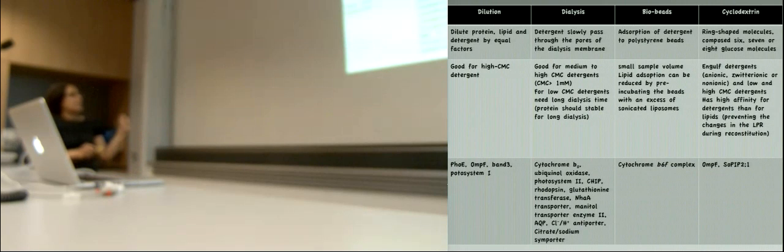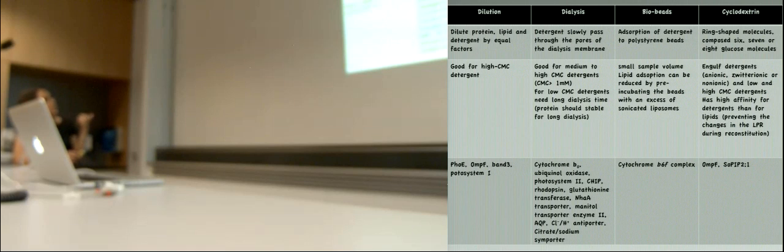And I made a very short table about how dilution and the other processes work to remove the detergent. For example, in the dilution method, you dilute everything, your protein, lipid, and detergent, by an equal factor. But this method is good for high CMC detergent, and there are some structures we already have by doing this dilution method. Dialysis is the most common method.